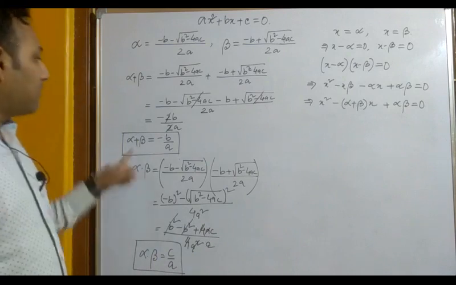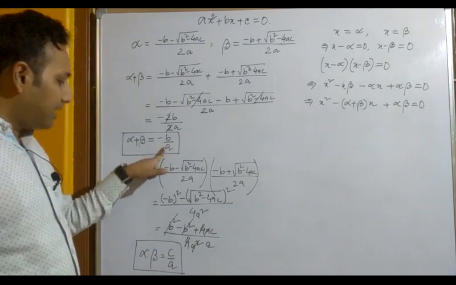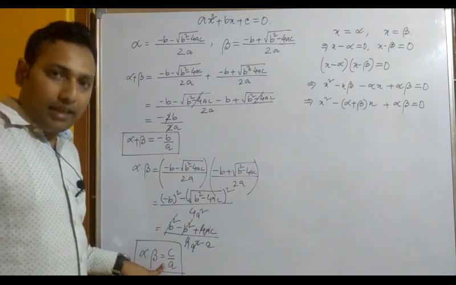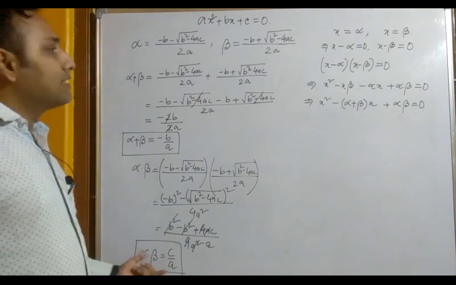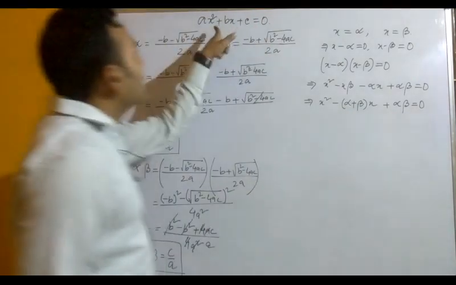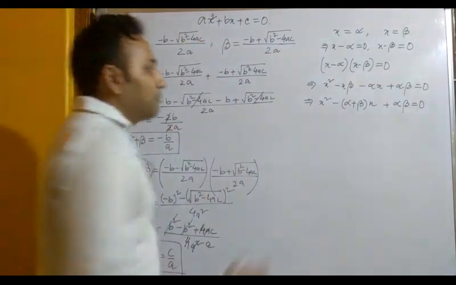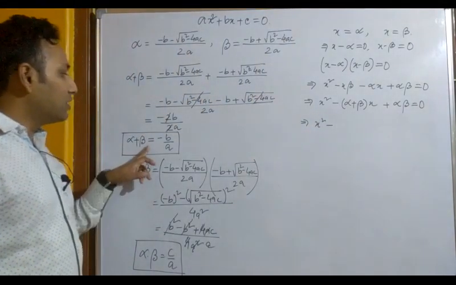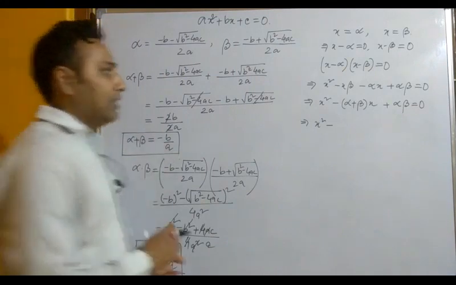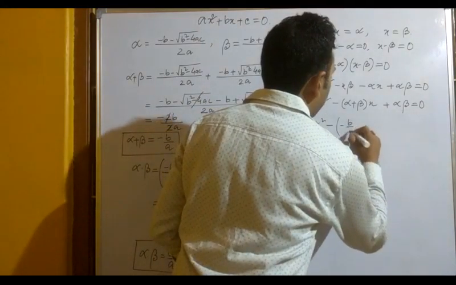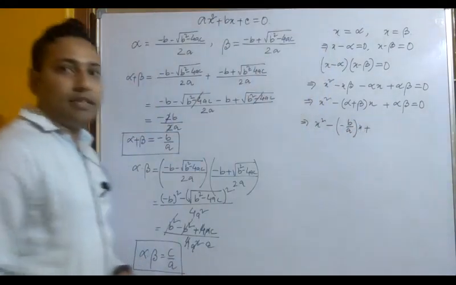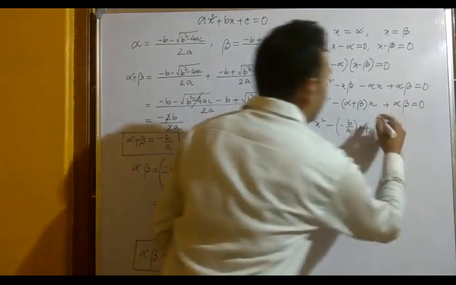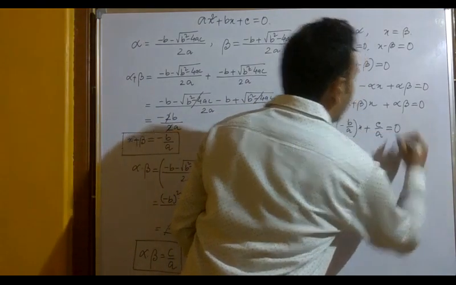That means the sum of the roots α plus β is −b by a, and the product of the roots αβ is equal to c by a. Now if I plug these values in, again I should get back this equation, is it not? So x² minus the sum of roots. What is the sum of roots? We got −b by a. So minus (−b by a) into x plus αβ, the product of the roots, which we got as c by a, plus c by a equals 0.